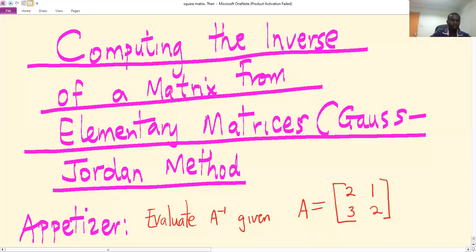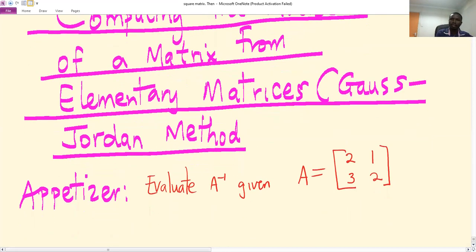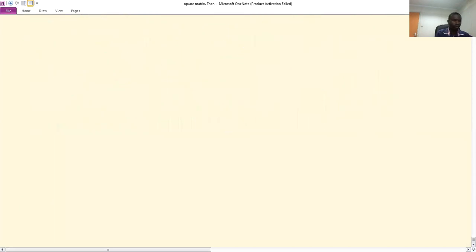Welcome to this session. In this session, we are going to discuss the second method of evaluating the inverse of a matrix from elementary matrices, and this method is also called the Gauss-Jordan method. So there's an example: evaluate the inverse of A, given that A is a 2x2 matrix with elements 2, 1, 3, 2. But before we solve the problem, let's discuss the steps that you need to follow when you're using this method to find an inverse.